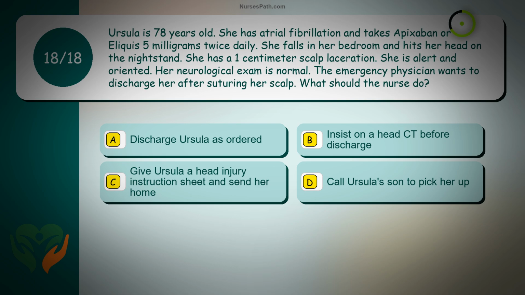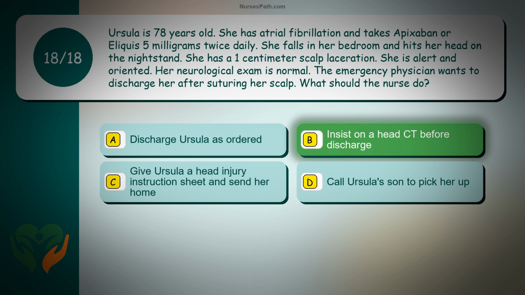Option A, discharge Ursula as ordered. Option B, insist on a head CT before discharge. Option C, give Ursula a head injury instruction sheet and send her home. Option D, call Ursula's son to pick her up. The correct answer is option B, insist on a head CT before discharge.